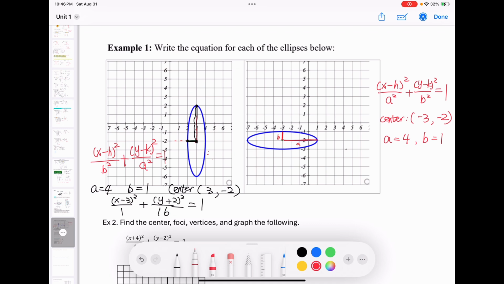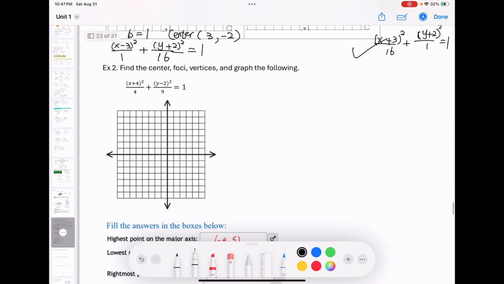Okay, let's plug all of the information into our formula. On the top, x minus h is x minus negative 3, so (x plus 3) squared, all divided by a squared, which is 4 squared. You can also put 16. Plus (y minus k), y minus negative 2 is y plus 2, squared, all divided by b squared, 1 squared, is equal to 1. If you have this, you are correct. You can also replace the 4 squared with 16, and then simplify the 1 squared. So both of the equations are correct.